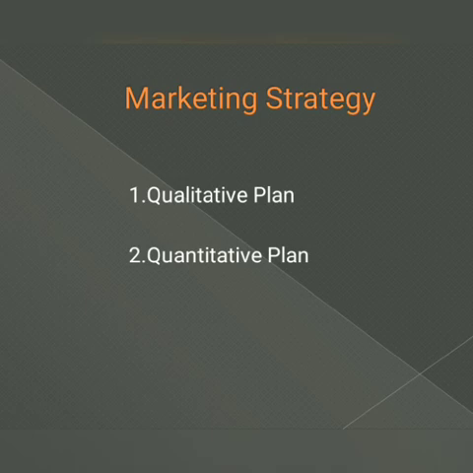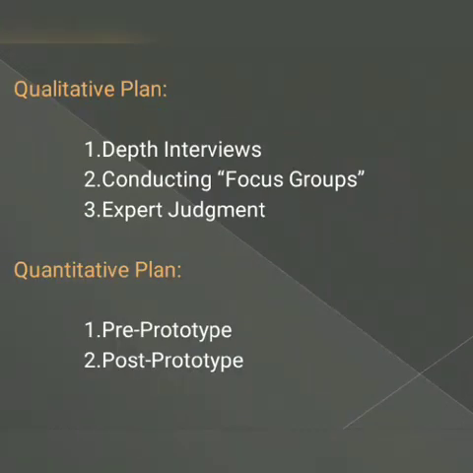The market strategy or research is done in two ways. One is quantitative and the other is qualitative. In qualitative research, it is done through three ways. First is depth interviews, the second is conducting focus groups, and the third is expert judgment. In quantitative research, there are two ways.